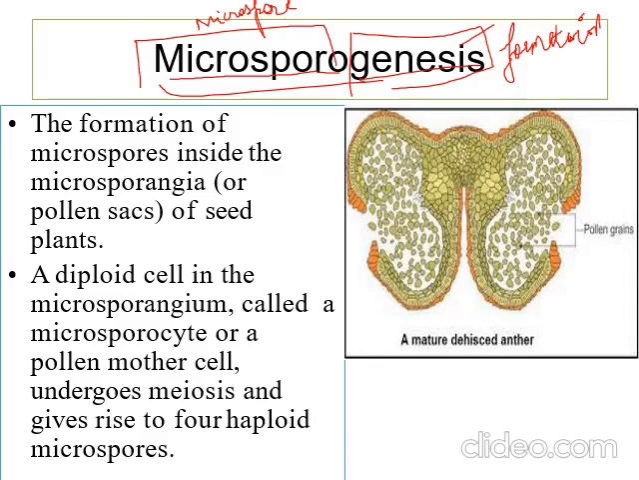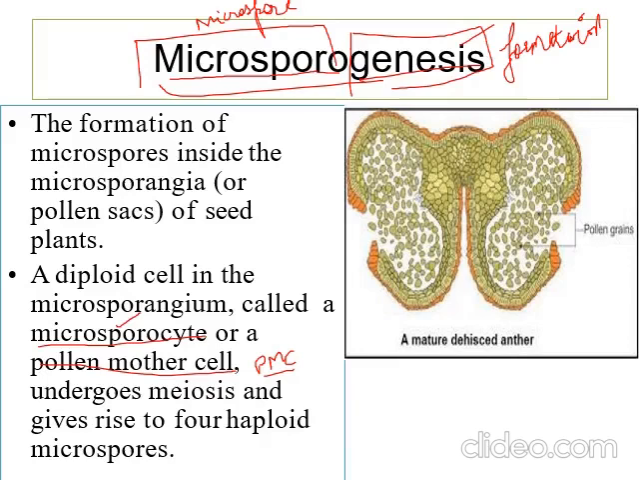So first of all, those cells will be diploid in nature when they are inside the microsporangia, and those diploid cells are referred to as microsporocyte, or PMC, pollen mother cell. Sometimes it is written in this abbreviated form, so you must know what PMC means. PMC means pollen mother cells. It is also known as microsporocyte. So never get confused with the words microsporocytes and pollen mother cells. Both are the same thing.